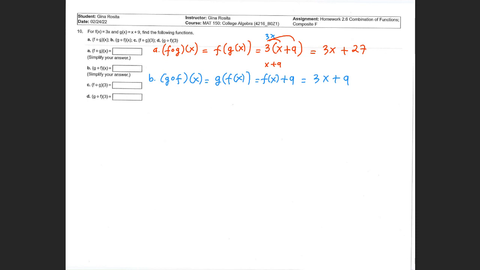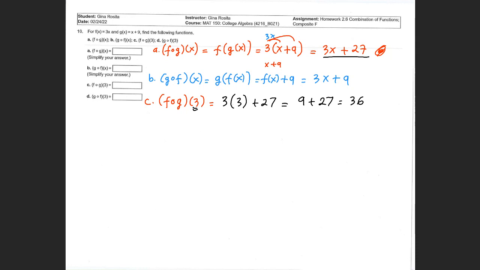Okay, C now. Find f composed with g of 3. We find this one on A, it's the same. You just replace x with 3. So now replace x with 3: 3 times 3 plus 27. So the answer becomes 3 times 3 is 9 plus 27, so the answer is 36.